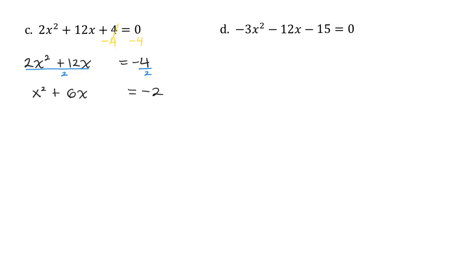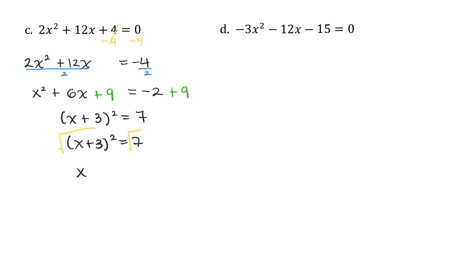Okay, let's look at this. Now I have x squared plus 6x. Now I can complete this square. 6 divided by 2 is 3. 3 times 3 is 9. So this is going to be x plus 3 squared equals 9 minus 2, 7. And then I can go ahead and solve using square root. Square root of 7 is irrational. Does it simplify? No, it's prime. Then I'm going to minus the 3. So x equals negative 3 plus or minus the square root of 7.